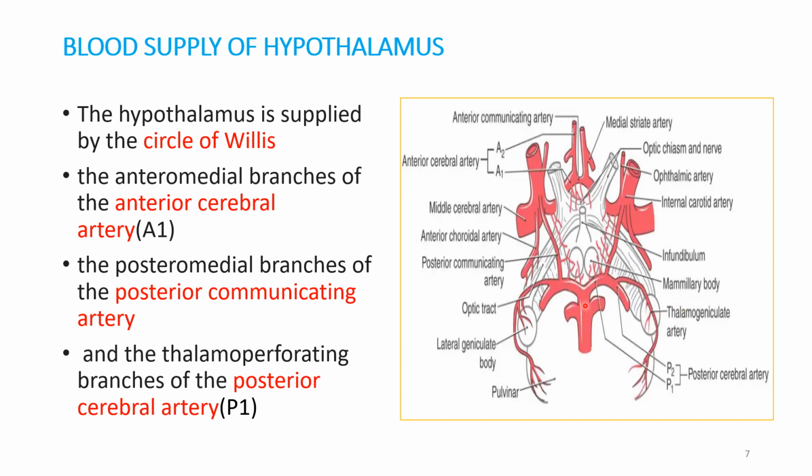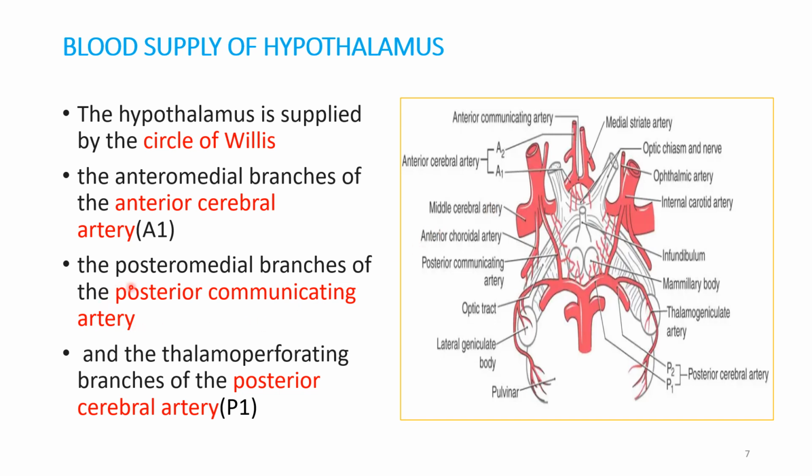Then coming to the blood supply of the hypothalamus. The hypothalamus is supplied by the circle of Willis. This is the circle of Willis. It is supplied by the anteromedial branches of the anterior cerebral artery, that is A1.